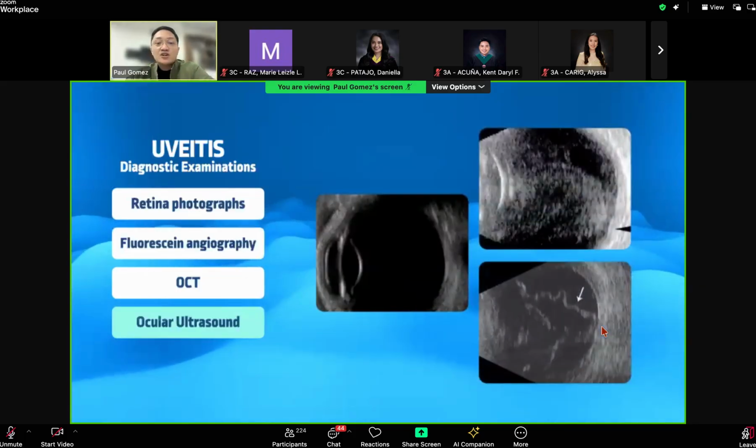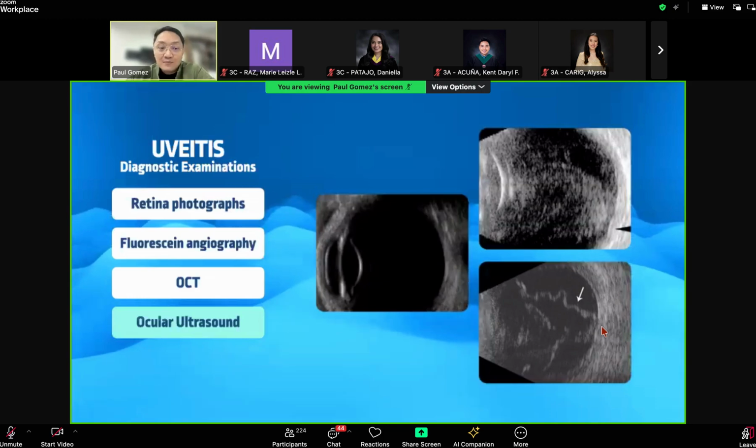In certain UV conditions, when you order an ultrasound, you can possibly appreciate vitreous hemorrhage, as seen in the top photo, or the bottom photo shows a possible detached retina.